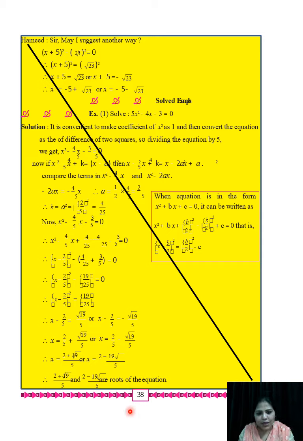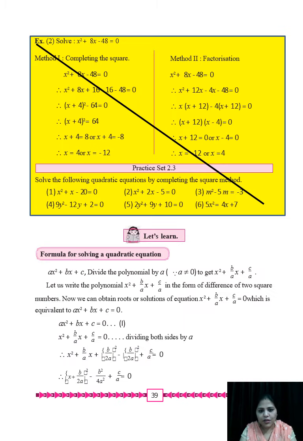Page number 38. The whole page again you have to cancel. 39. Example 2. Second example. That too you have to cancel. All of this is based on the 2.3 exercise, that is the completing square method. Okay. So this practice set 2.3 is also not there. All the 6 sums are being cancelled. Okay. Mark them.